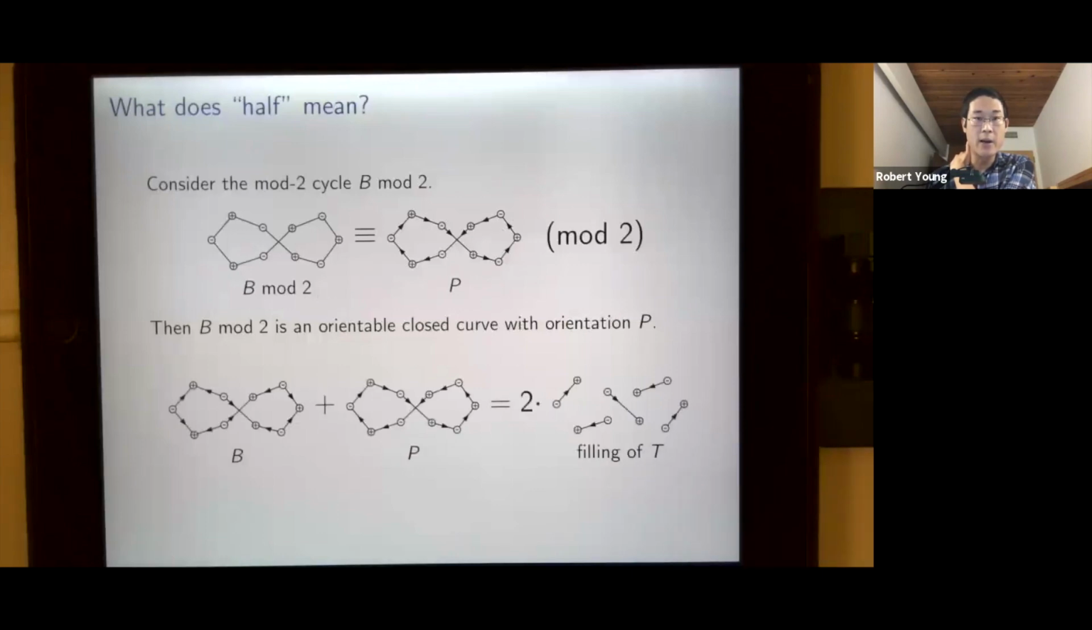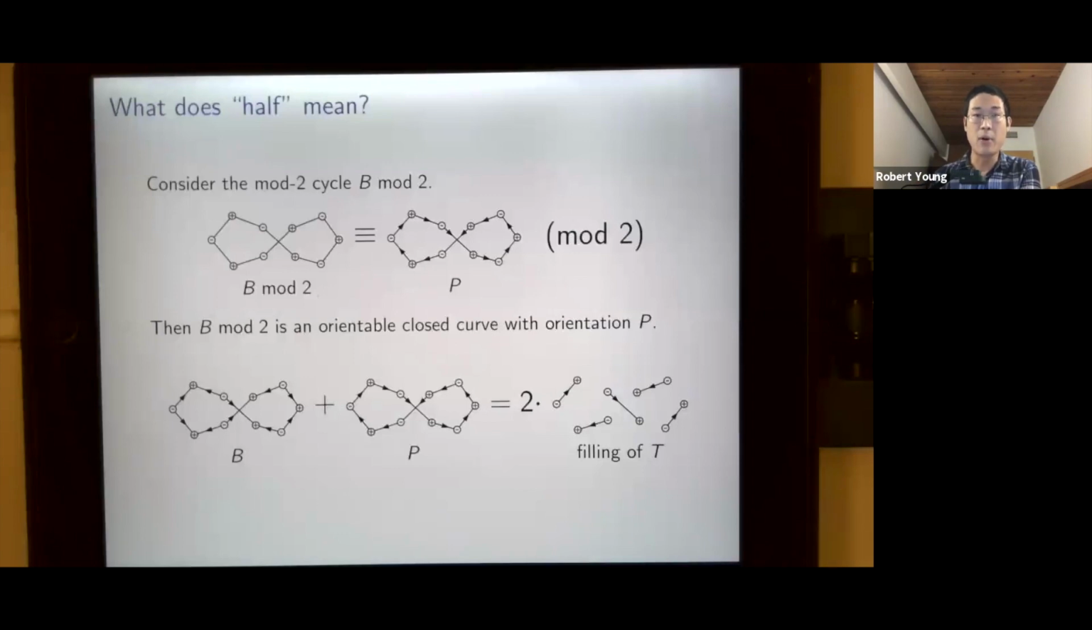Then you can get half of the filling by taking the sum of the filling plus the orientation. If you do that, places where the filling agrees with the orientation, so the orientation is going counterclockwise like that, places in the filling that are going counterclockwise show up in the sum. Places in the filling that go against the orientation, that go clockwise, get canceled out in the sum. And so what you end up with is twice a filling of T. And this is something that we can generalize to higher dimensions.